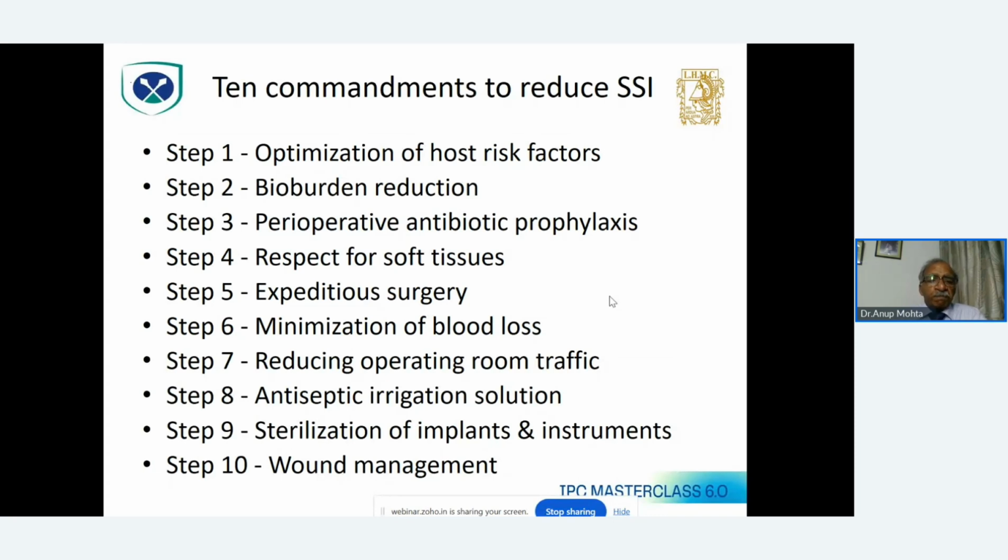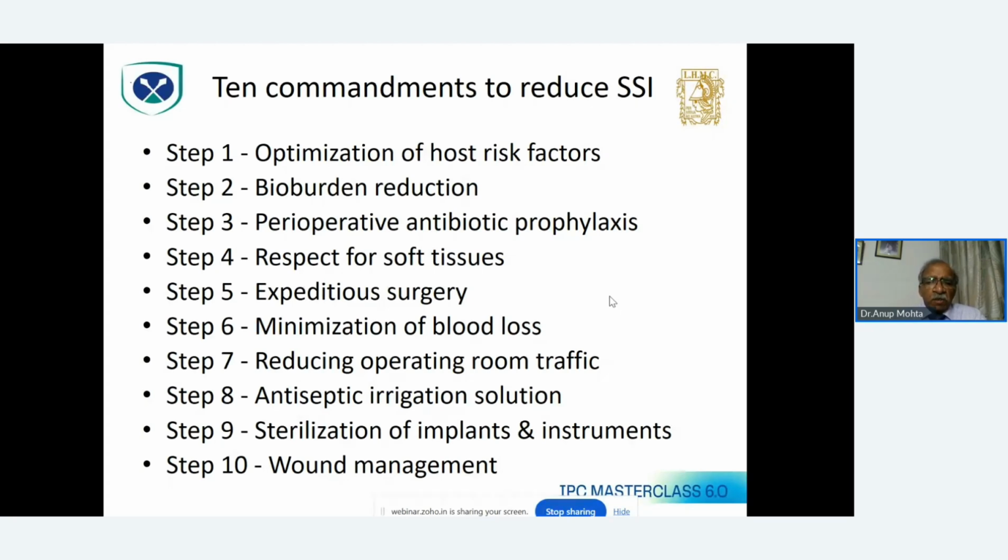We have to have respect for the soft tissues. Again, as a surgeon, I will say respect to the tissues is one of the most important factors. How we handle it, whether we handle it roughly or we handle them softly and with care, that also affects the incidence of SSIs in surgical wounds. Surgery should be expeditious. It's not a super fast surgery, but reasonably good time, because prolonged surgeries predispose to more opportunity for SSIs.